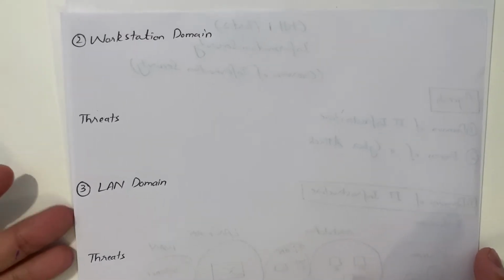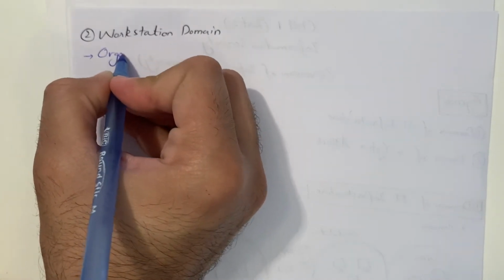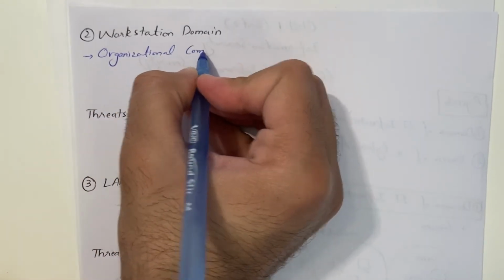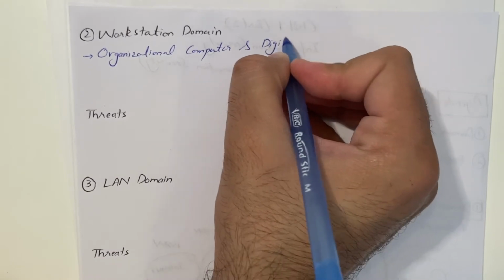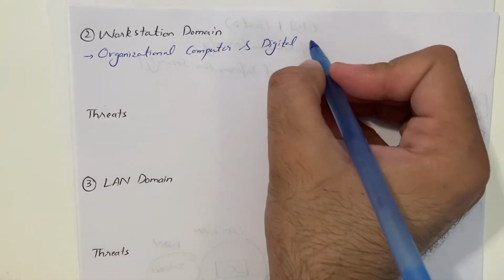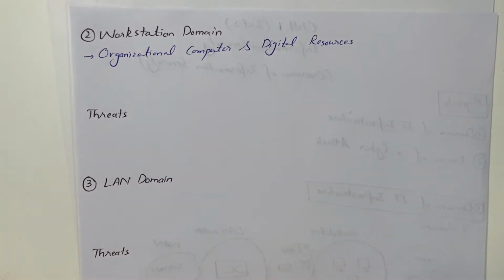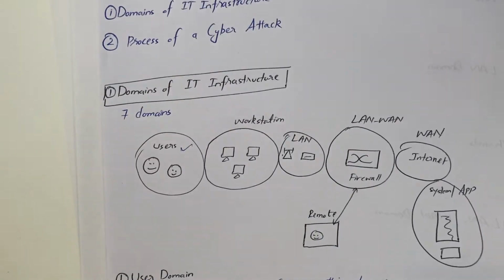Next is the workstation domain. This domain includes the organizational computers and digital resources, like computational resources. That's basically what comes under the workstation domain. In the workstation domain, the users can access the workstations.